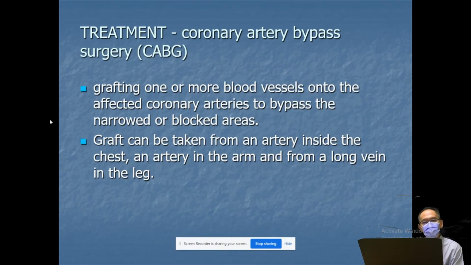Now, if the disease has too many blockages, too many vessels involved, PTCA may not be the option. So the cardiologist may refer to a cardiothoracic surgeon for bypass. We call it coronary artery bypass surgery. They graft one or more vessels onto the affected coronary arteries to bypass the narrowed or blocked areas. So it bypasses it straight away. And the graft can be taken from an artery inside the chest, an artery in the arm, or from the long vein in the leg. So this is coronary artery bypass surgery.